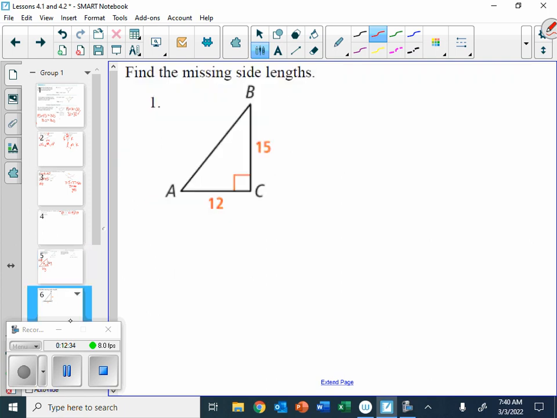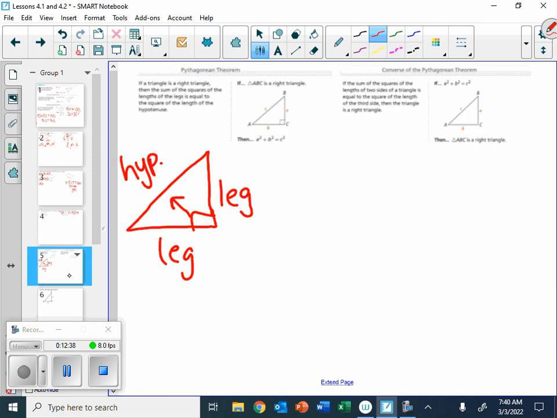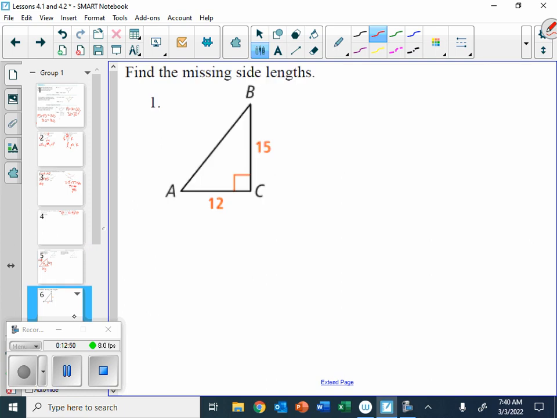Alright, so number one. Find the missing sides. Oh, before we do that, remember that with Pythagorean theorem, your hypotenuse is always your C. Okay? Your legs can be A or B, but your hypotenuse must be C. Okay? Alright, now for number one.